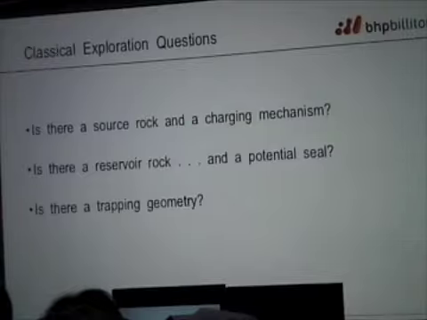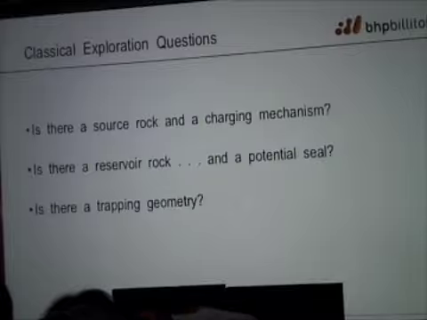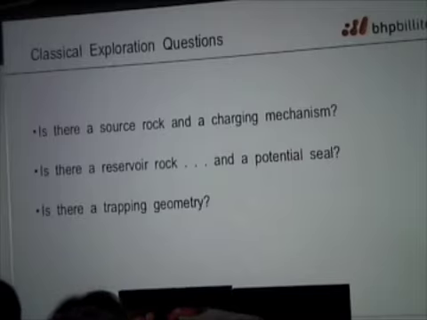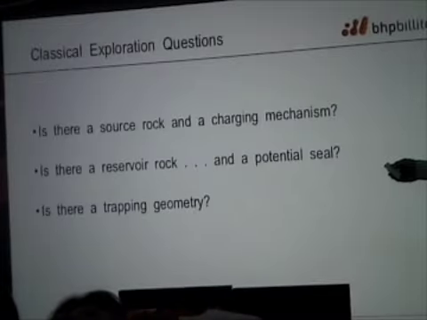source rocks very deep. You might have metamorphics over them, and so even if you ever were to drill into such a section, you might never be able to produce the oil that's there because the rock's too tight. So you have to have those reservoir rock and potential seal.